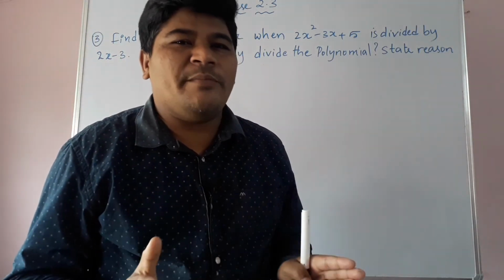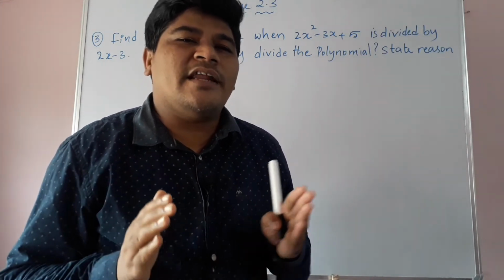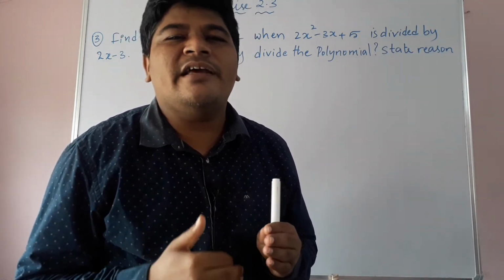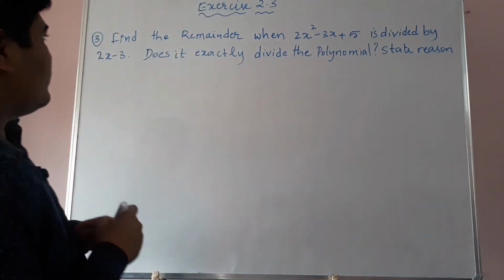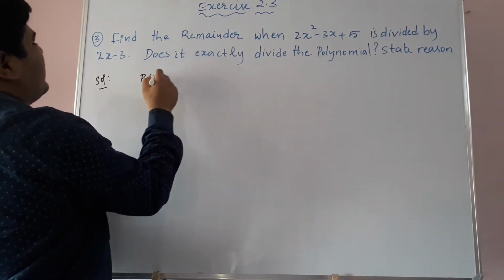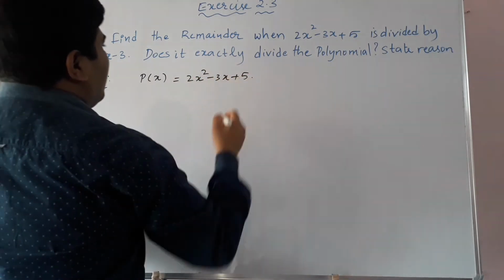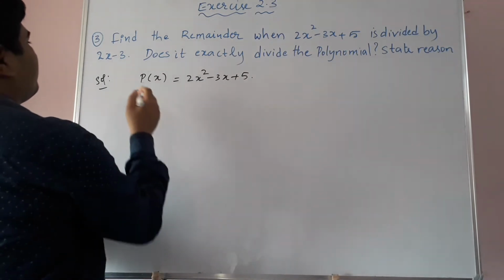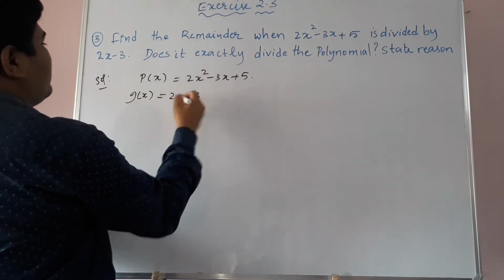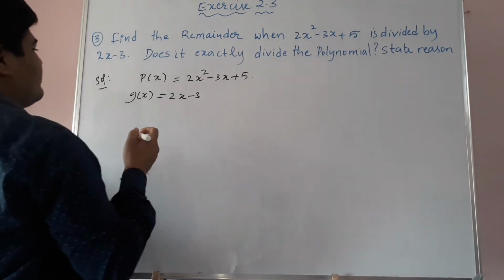If p of x is a polynomial and if it is divided by a linear polynomial x minus a, then the remainder is p of a. Okay, if p of x is divided by x minus a, then the remainder is p of a. So this is the remainder theorem. So children, here take the given polynomial as p of x, so p of x is equal to 2x square minus 3x plus 5, and take the divisor polynomial as g of x, that is 2x minus 3. Now children, we need to find the remainder by using the remainder theorem.